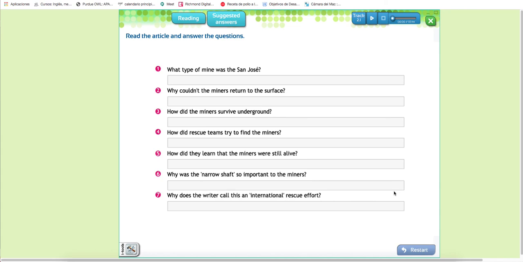How did rescue teams try to find the miners, Daniel? Okay. Samu, help me. How did rescue teams try to find the miners? Yeah, how did they do it?